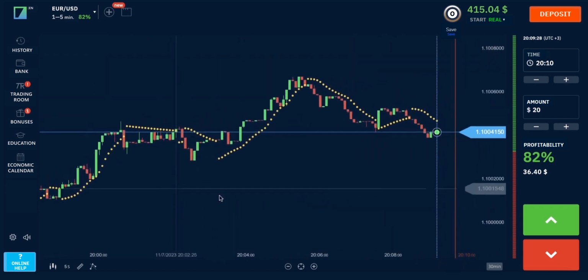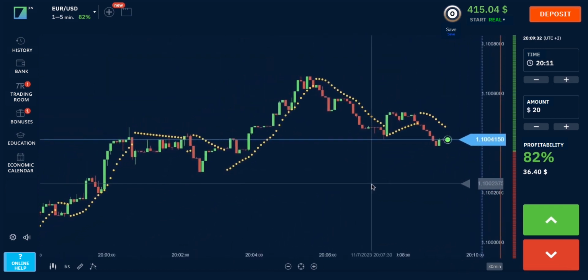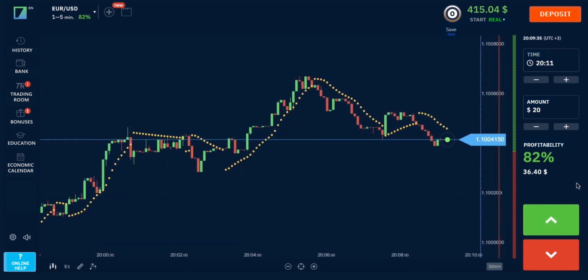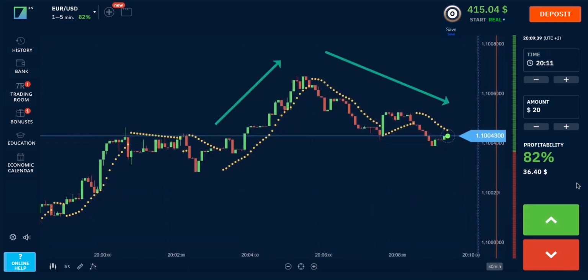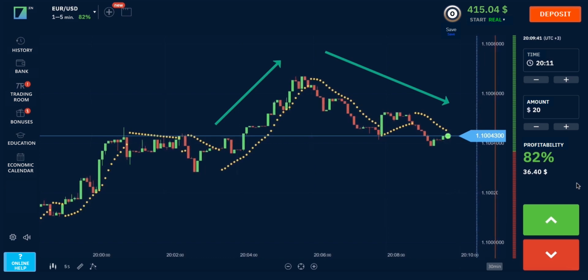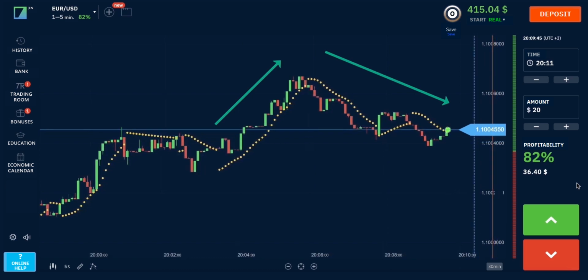The main task of SAR is to determine the prevailing market trend, the trend's strength, and the trend reversal points on the price chart. Its principle is based on analyzing extreme price points. As a result, SAR gives us signals on exactly when the trend shifts from upward to downward and vice versa.